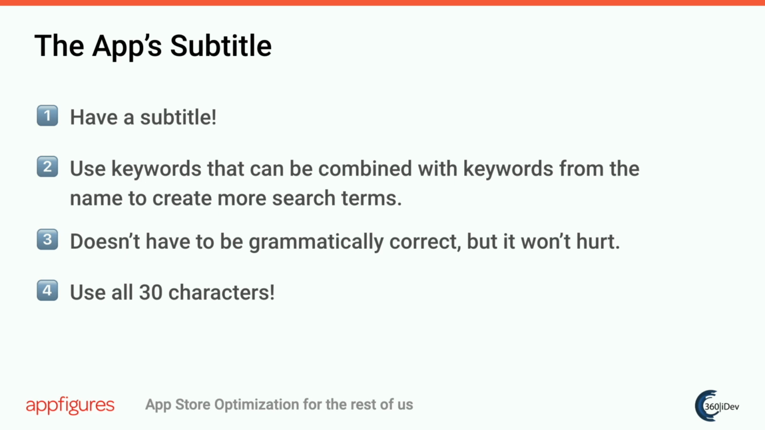And then, just like the keyword list, use all 30 characters. Unlike the name, where you don't have a lot of flexibility if you want to make it sound good, here it's just a list of keywords, so it doesn't matter. Put as many keywords as would help indicate to Apple, this is where you really should place my app, because the users that see it would get the most benefit.